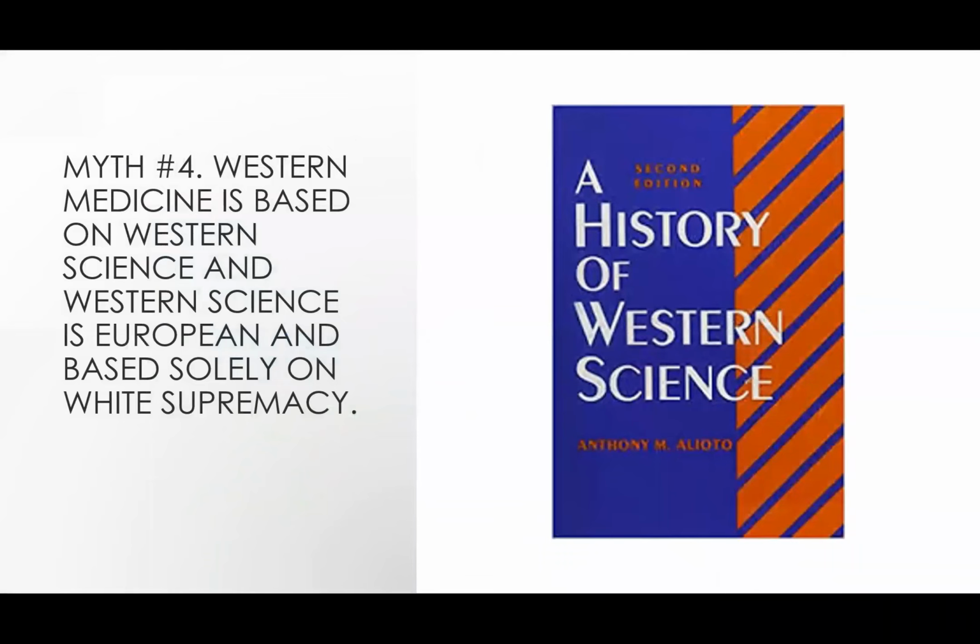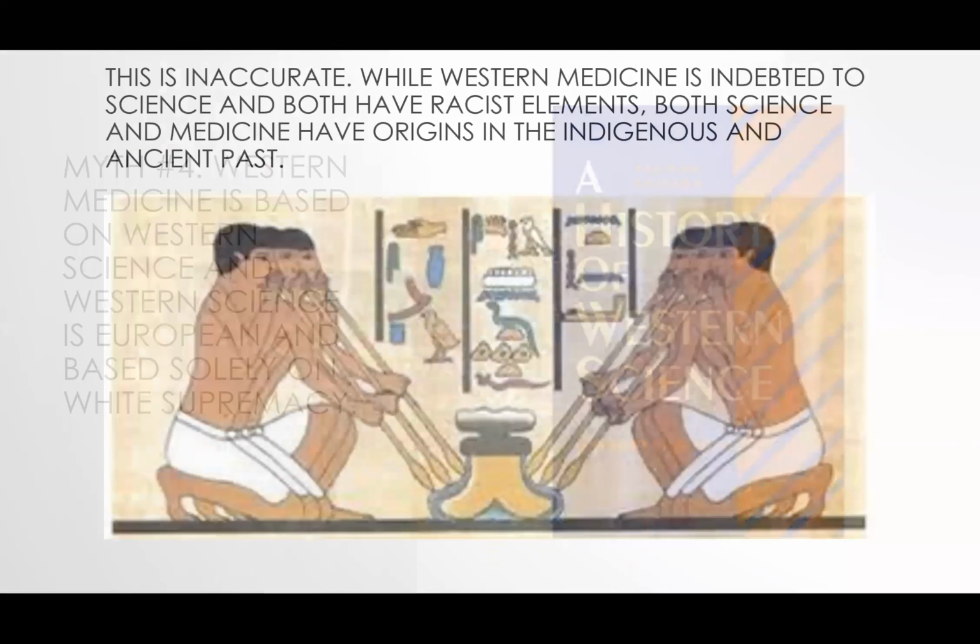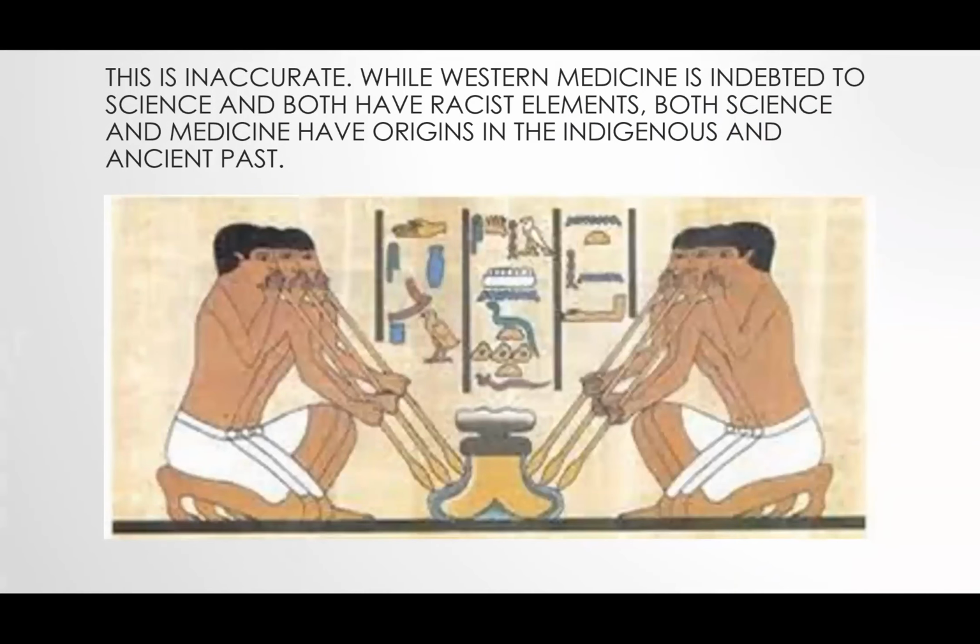Myth number 4. Western medicine is based solely on Western science, and Western science is European and based solely on white supremacy. This is inaccurate. While Western medicine is indebted to science, and both have racist elements, both science and medicine have origins in the indigenous and ancient past.